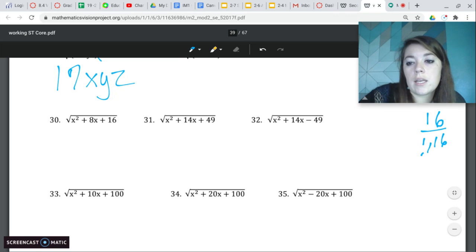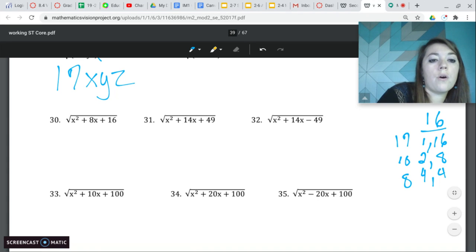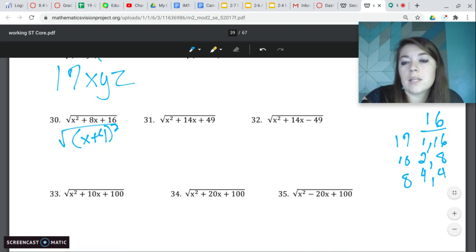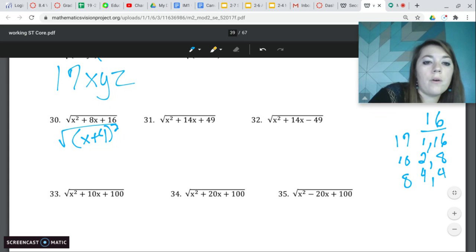Well, we've got 1 and 16. We have 2 and 8. We have 4 and 4. This will give us 17. This will give us 10. This gives us 8. So we can rewrite this as x plus 4 squared because it takes x plus 4 times x plus 4 to get us the x squared plus 8x plus 16.